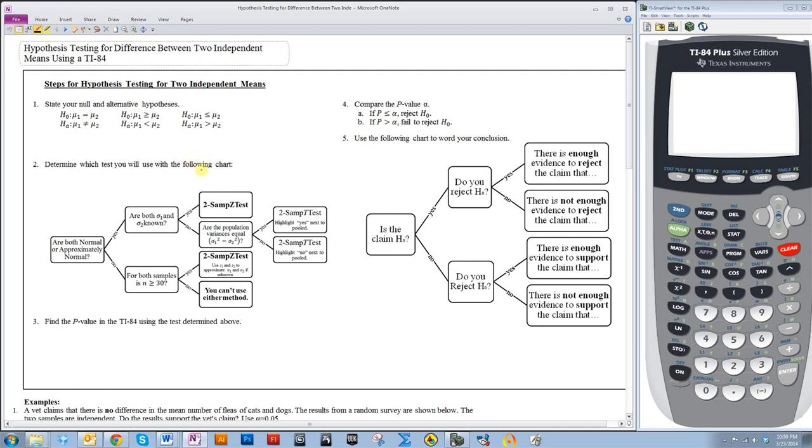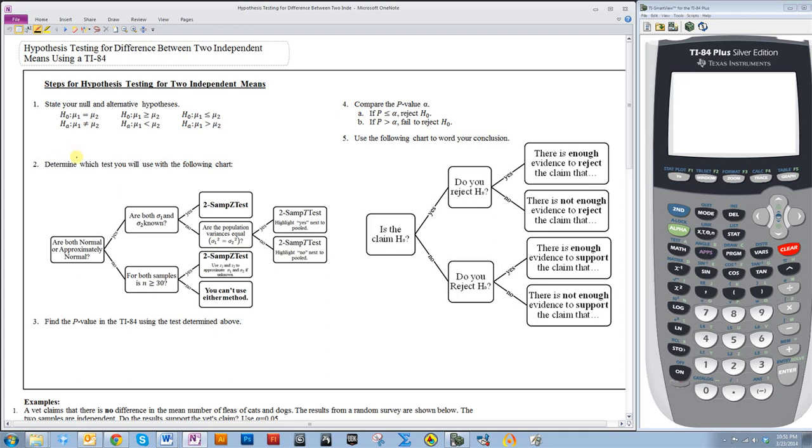This video is going to cover hypothesis testing for the difference between two independent means. Here I have the steps for hypothesis testing with two independent means. The first thing you need to do is make sure you state your null and alternative hypotheses, and these are the different options. Notice that they are comparing mean 1 and mean 2.